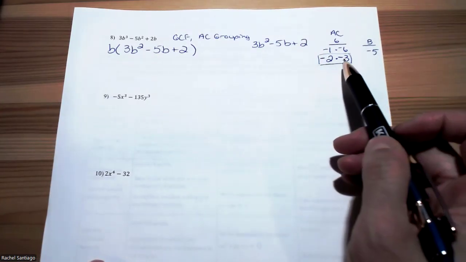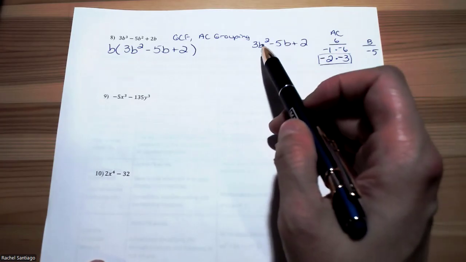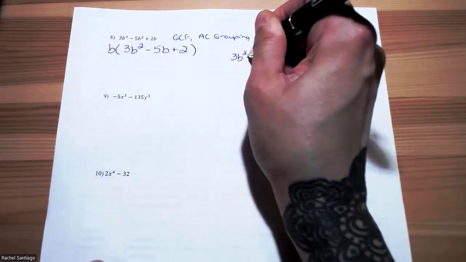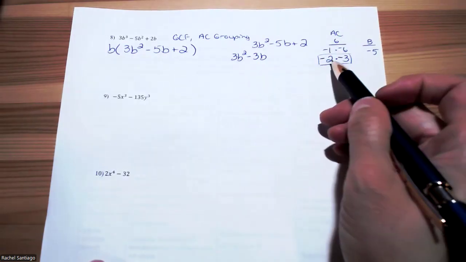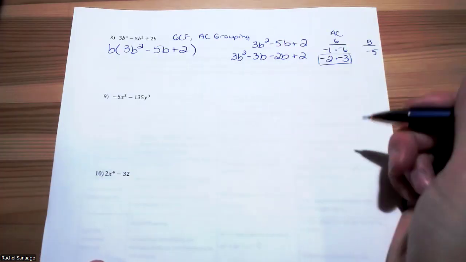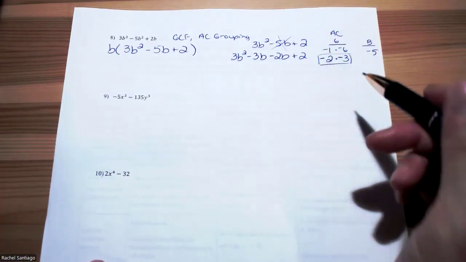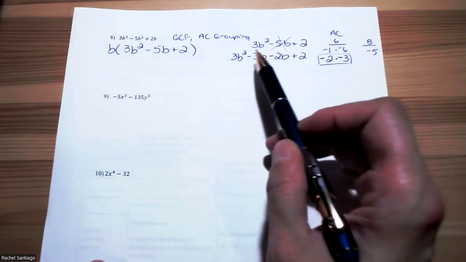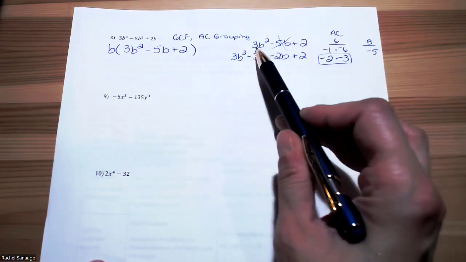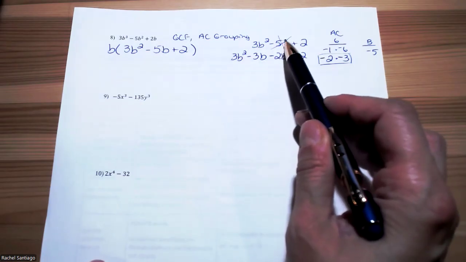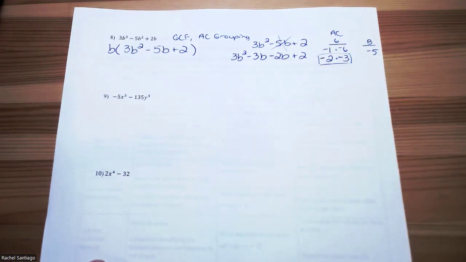So let's rewrite this. Again, I'm going to put that negative 3 closer to the 3b squared. So we have 3b squared minus 3b minus 2b plus 2. Okay, that negative 5b gets dropped and replaced by the 2 factors that we found. These are the exact same expression. They shouldn't be different at all, other than the fact that you're replacing that negative 5b with these 2 terms.